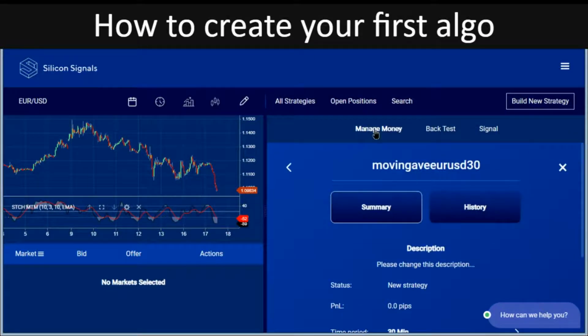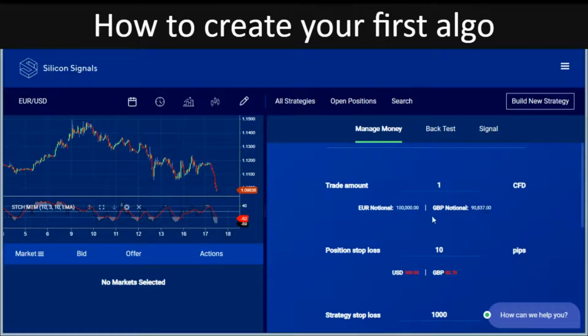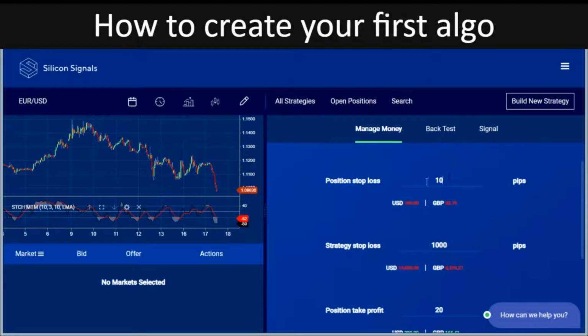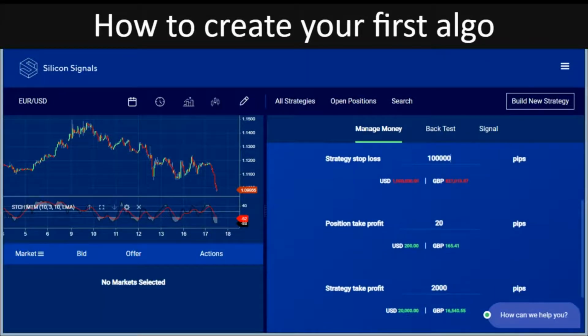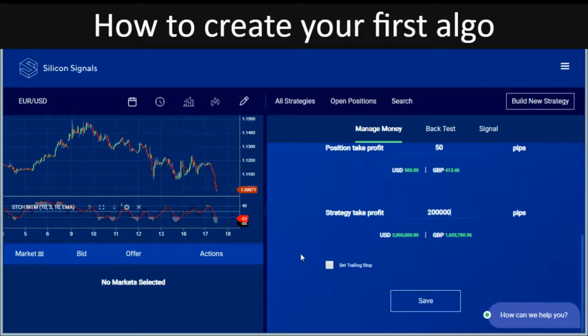The first thing we want to do is set up our money management strategy, and we'll start with one CFD contract, and it tells you the notional values of the contracts here. For stop loss, you want to give your trades a chance to breathe, so we'll enter a 30 pip stop loss for a 30-minute chart. It also has a strategy drawdown, so if you don't want to lose a certain amount of money you can put that in there. For a target, you want a good realistic target for a 30 pip stop, so we'll do a 50 pip take profit target, and it also gives you a strategy take profit target if you'd like that.